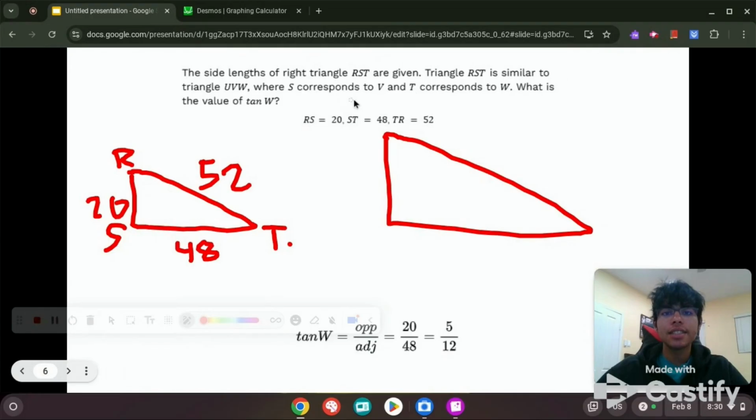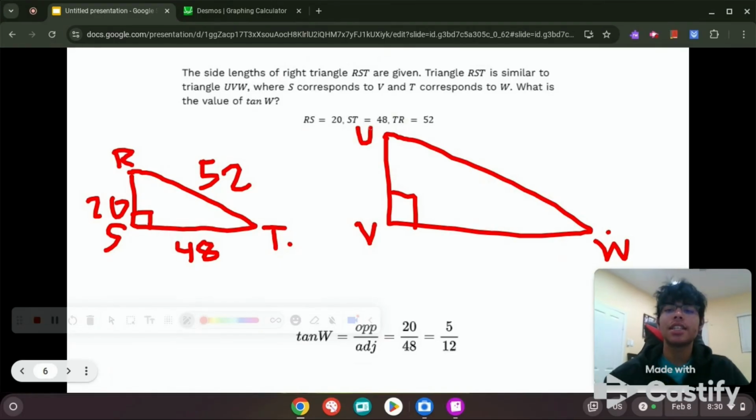So we see that S corresponds to V, so let's put a V right here at the right angle. And T corresponds to W, so let's make a W right here, which means that this top corner is U. So the thing about tan is that no matter how big or small your triangle is, it's always going to stay the same. The ratio between the opposite and the adjacent, or any sine, cosine, they're all going to stay the same as long as the triangles are similar to each other.